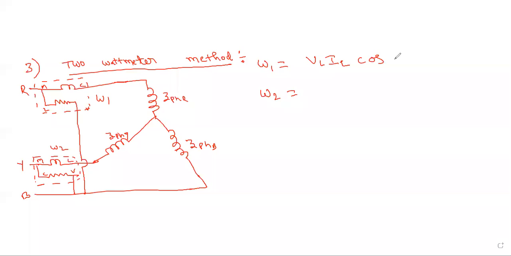W1 equal to VL IL cos(30 minus 5). W2 equal to VL IL cos(30 plus 5). Okay. In the two wattmeter method, W1 reading is VL IL cos(30 minus 5), W2 equal to VL IL cos(30 plus 5). So now we will find out the total power, W1 plus W2.